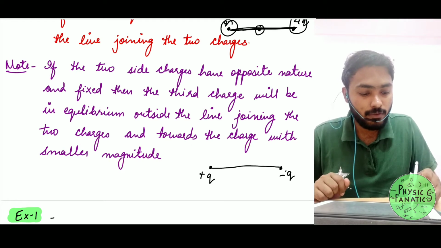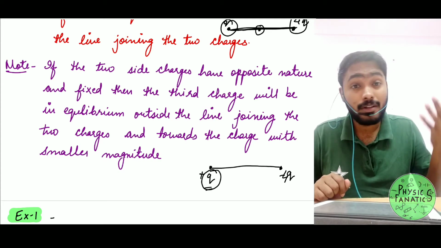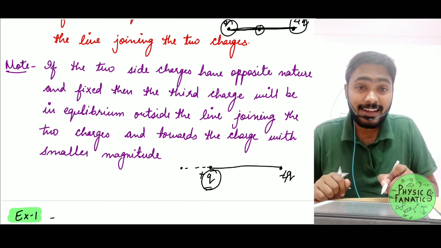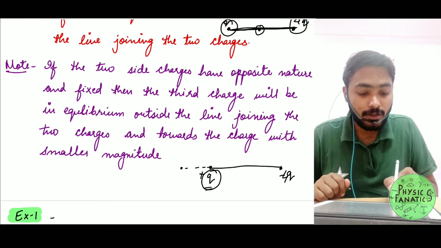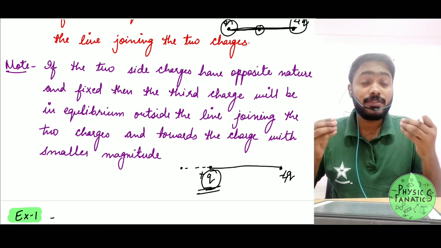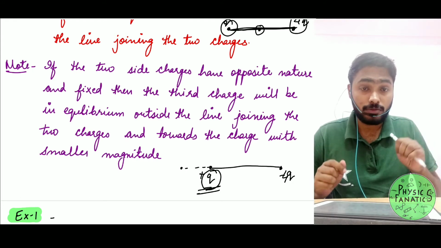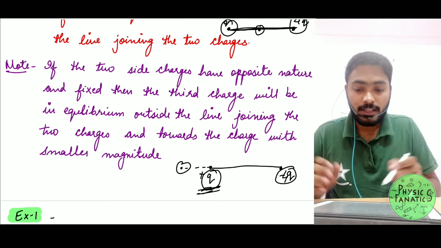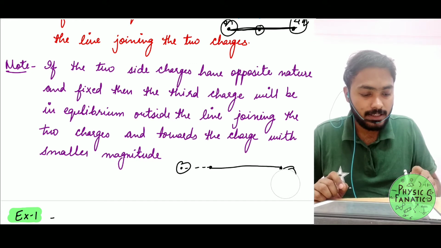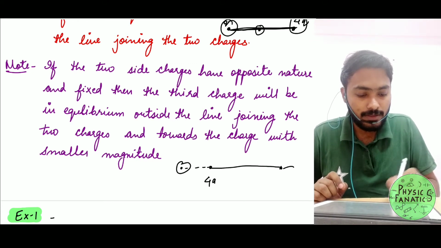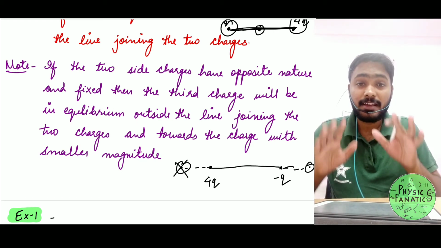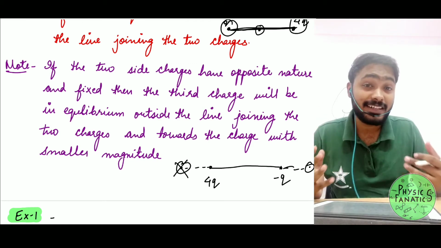Let's say this was 4q and this was q. You can see q is the smaller magnitude, yes or no? So I can find my equilibrium position somewhere outside the line joining the two charges, but it will be closer to the charge which has smaller magnitude out of both. So this has 4q, this has q, that means it will be closer. For example, if this was 4q and this was minus q, then definitely the equilibrium position will be somewhere here and not here. I hope you understood what the note is trying to say to us.